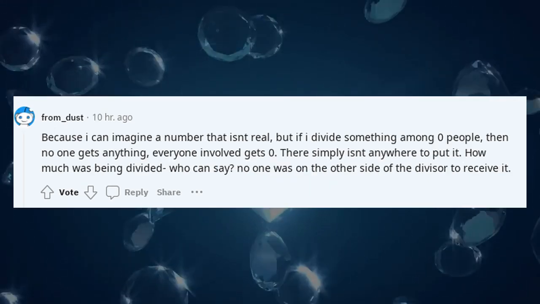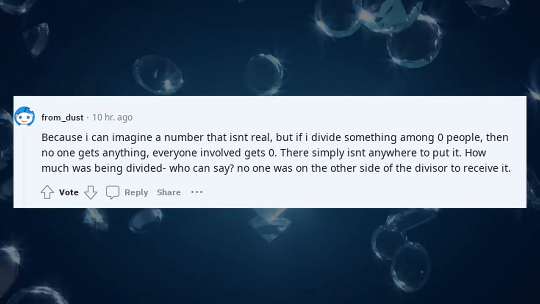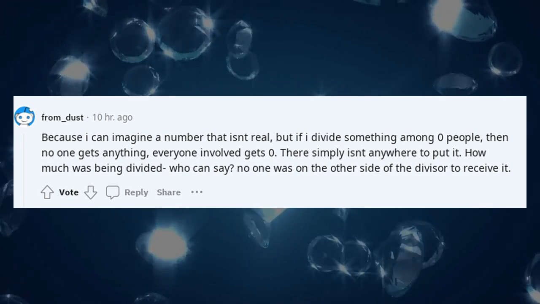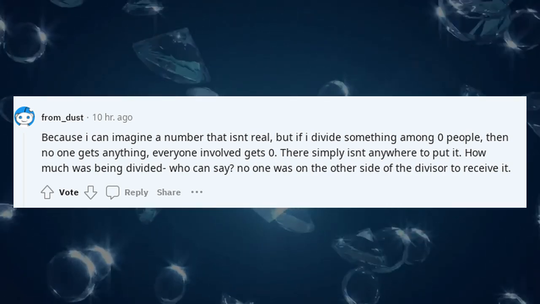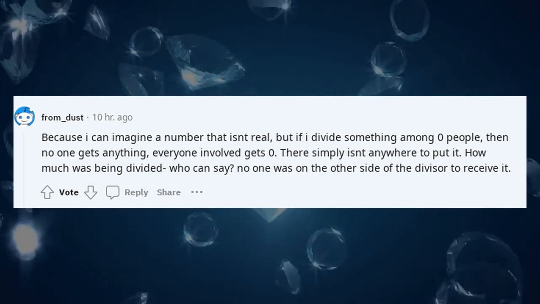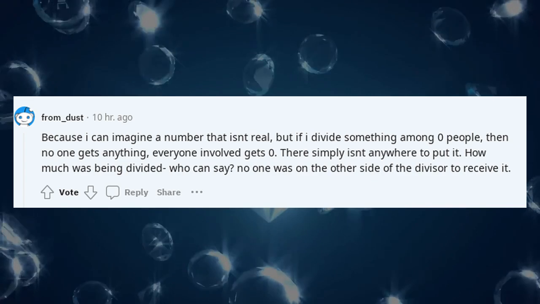Because I can imagine a number that isn't real. But if I divide something among 0 people, then no one gets anything. Everyone involved gets 0. There simply isn't anywhere to put it. How much was being divided? Who can say? No one was on the other side of the divisor to receive it.